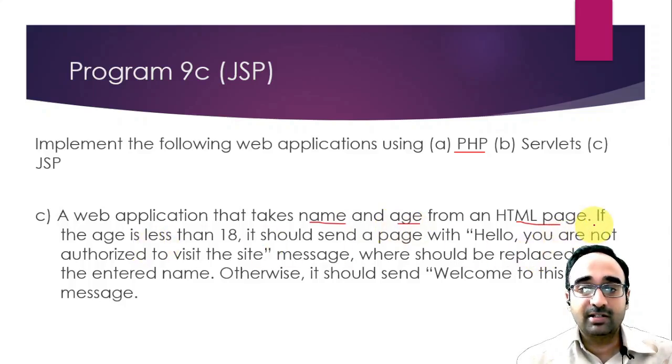and they are saying if the age is less than 18, that means the user is entering 17, 16, something like that, the application should display a page which says, hello, you are not authorized to visit this site. So you should display this message if the age is less than 18. Otherwise, if the age is 18 or greater than 18, you have to display this message, welcome to this site. This is also simple. So let's see how to do this.